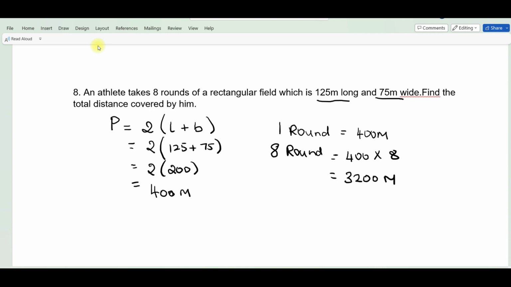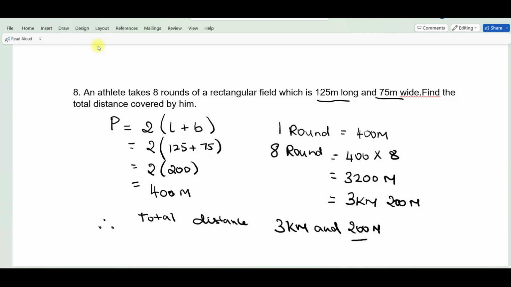Now if we have to convert these meters, as it is in thousands, we can simply convert it to kilometers. That is 3 kilometers and 200 meters. So this is how you can convert. So in this answer, the athlete is covering a total distance of 3 kilometers and 200 meters. So this is the answer for the 8th question.